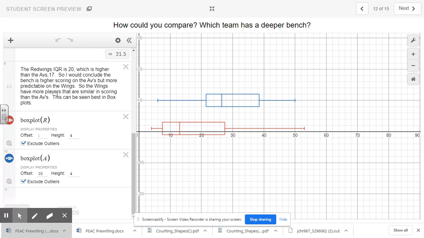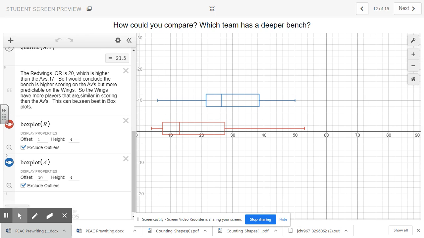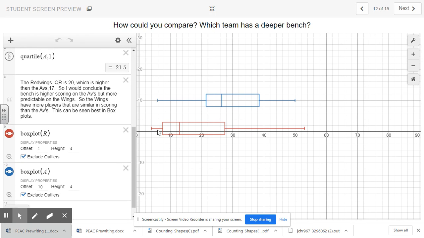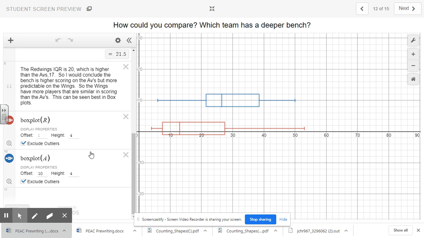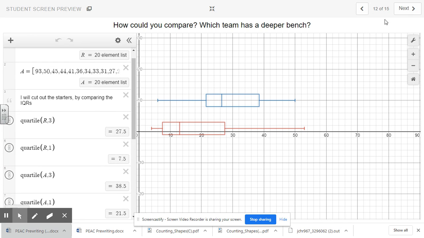So double check what you're writing, and you guys have partners, so I'm sure you'll catch that mistake. So the Red Wings have less similar people because their IQR is higher, it's at 20 and the Avs is at 17. Not only are they lower, but they're also more variable, right? So the Avs have a tighter group, right? All of their players are closer together. 50% of the people are going to be more reliable. So that would be your conclusion as you wrote your project.